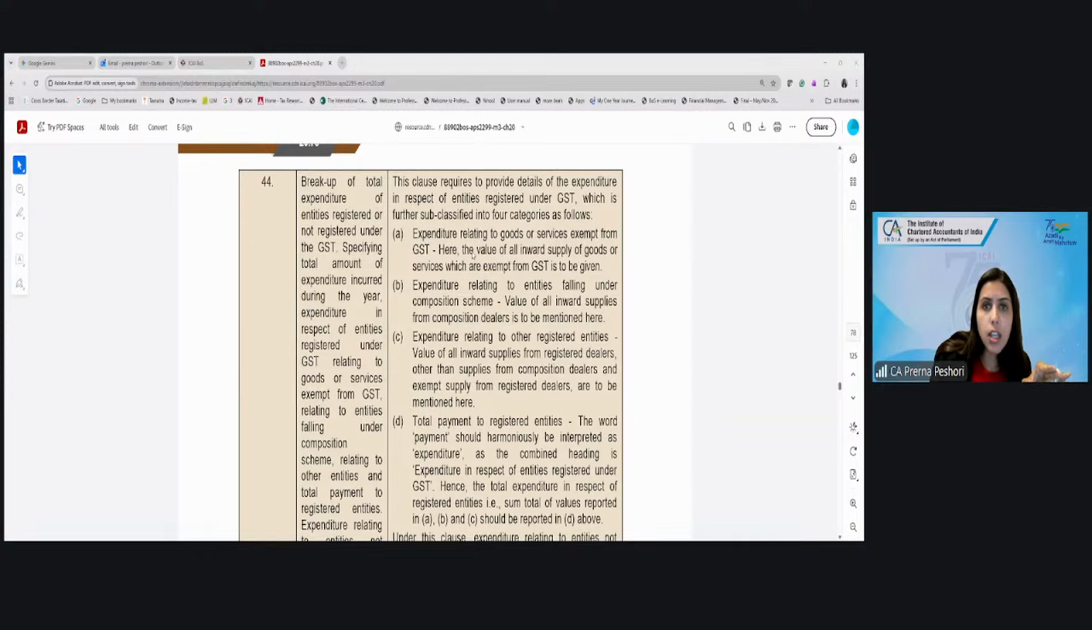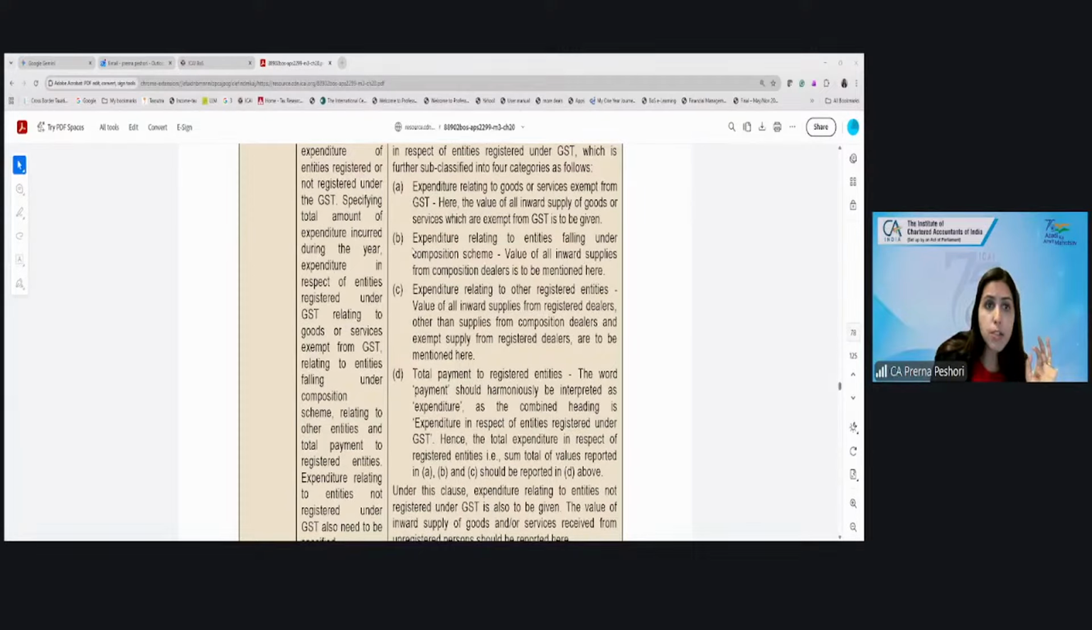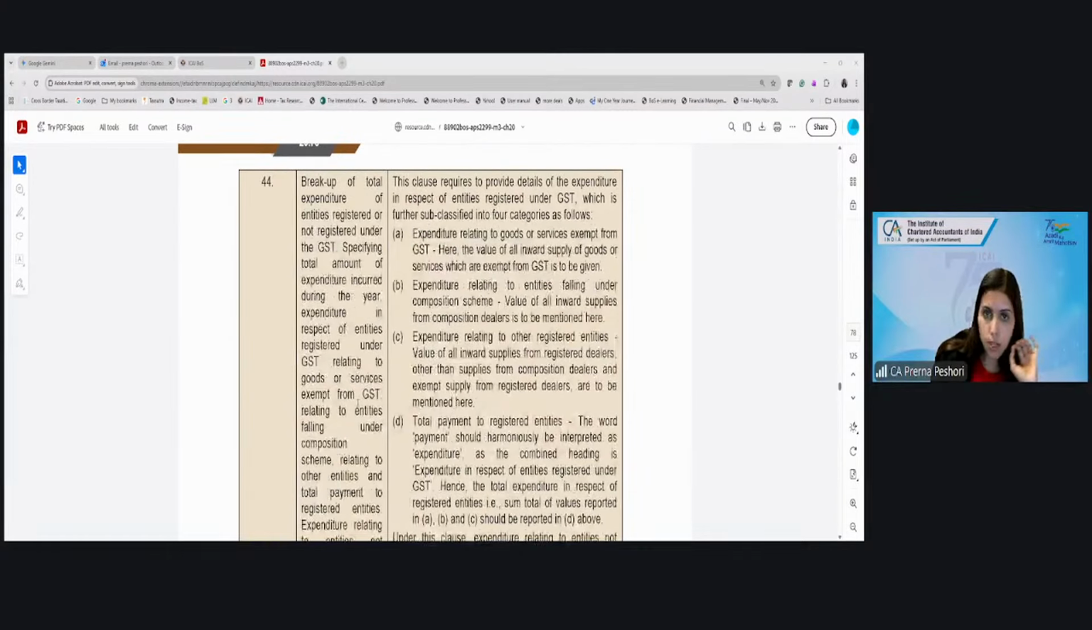Then with respect to the breakup of the expenditure, clause 44 is the breakup of the total expenditure of entities registered or not registered under the GST. Specifying the total amount of expenditure incurred during the year, expenditure in respect of entities registered under GST, relating to the goods or services exempt from GST, relating to entities falling under the composition scheme, relating to other entities, and total payment to registered entities. Expenditure to entities not registered under GST also needs to be specified.